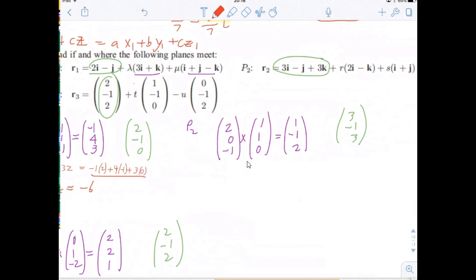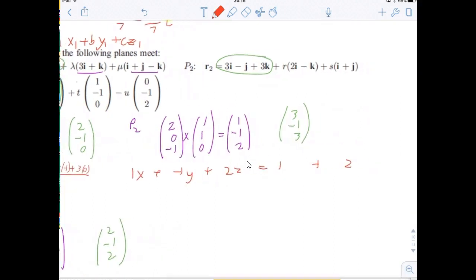For plane 2, I got 1, negative 1, 2 equals 1, negative 1, 2. And then I'm going to put x, y, z. And I'm going to have 3 minus 1 times negative 1 plus 2 times 3. And now I'm going to simplify this one.